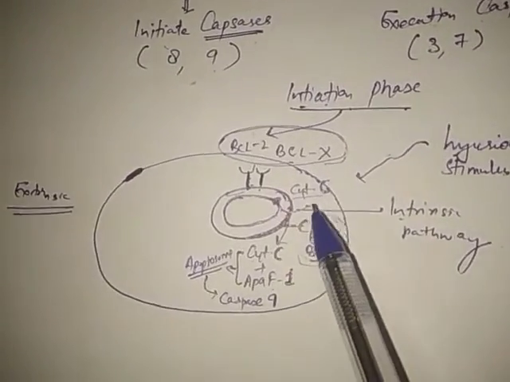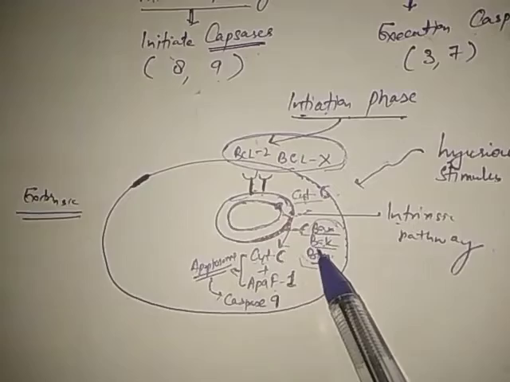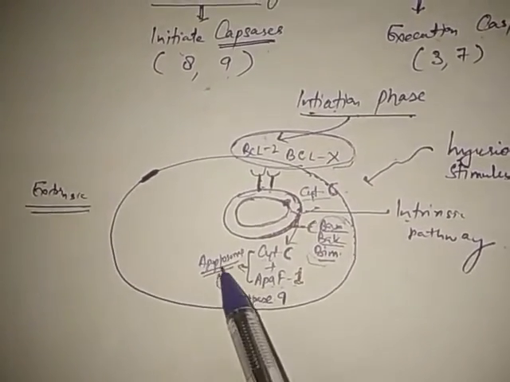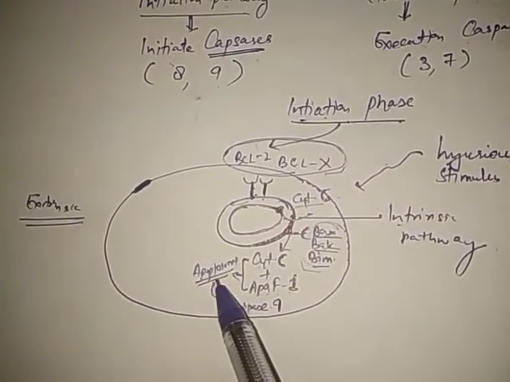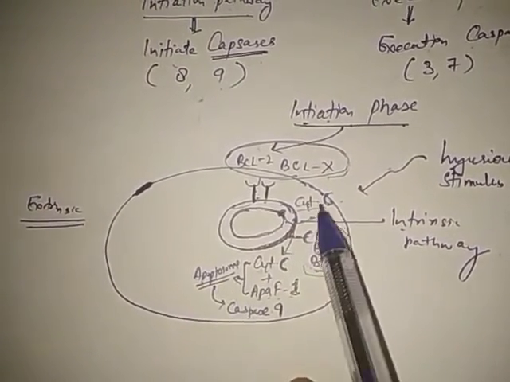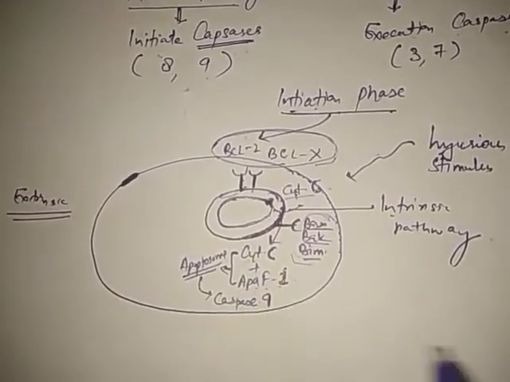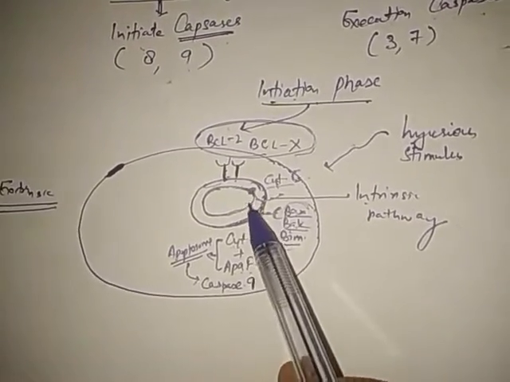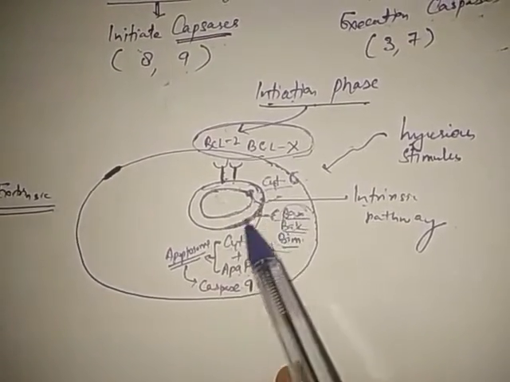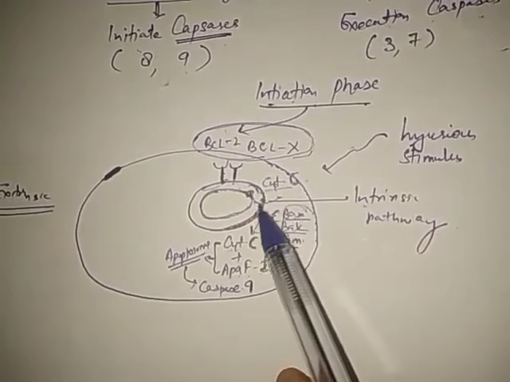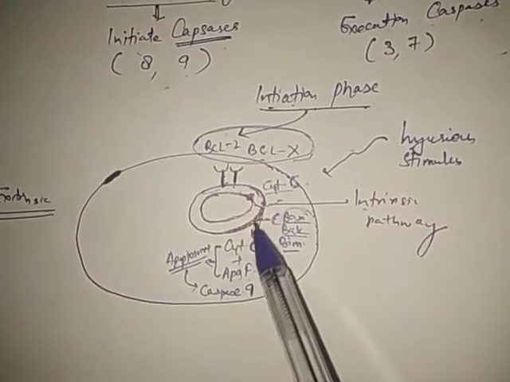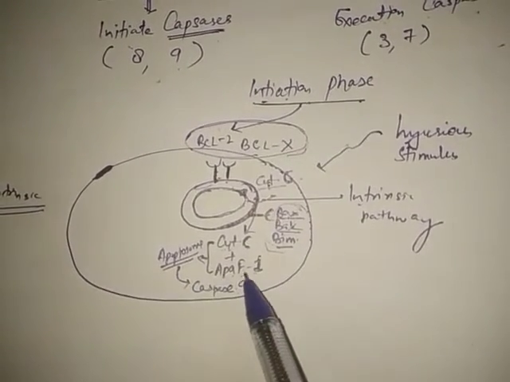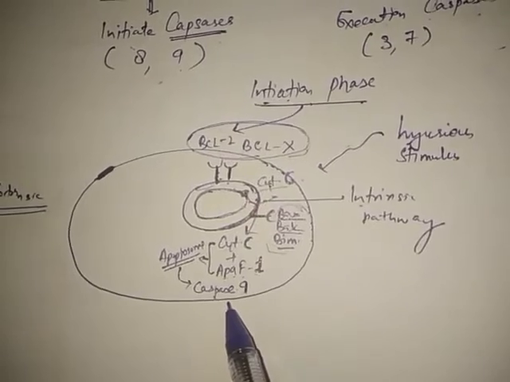So whatever I am discussing, cytochrome C, BAK, BIM, APAF1, caspase 9, apoptosome, these are all pro-apoptotic factors. So you can also remember it from here. So this is the intrinsic pathway which is run by the mitochondria, where the mitochondria increase the permeability for cytochrome C, which then combines with APAF1 to form the apoptosome, which then activates caspase 9, which is the initiator caspase.